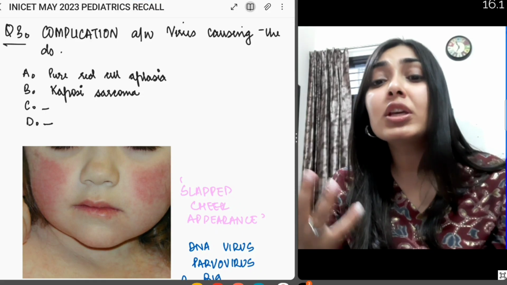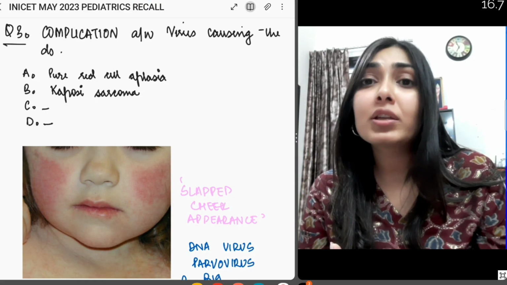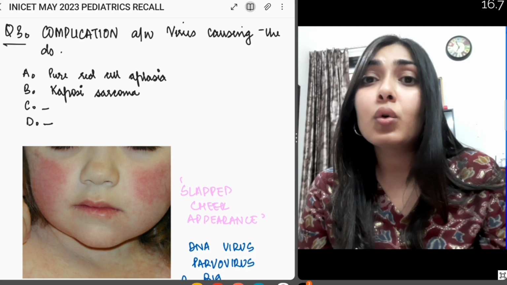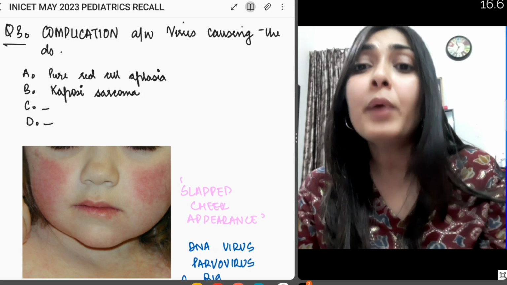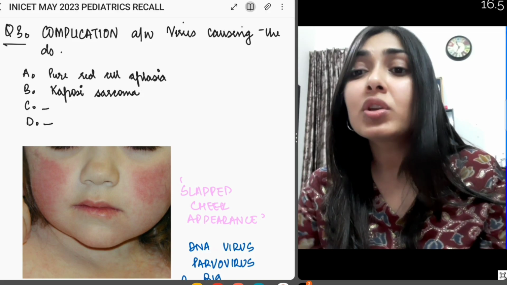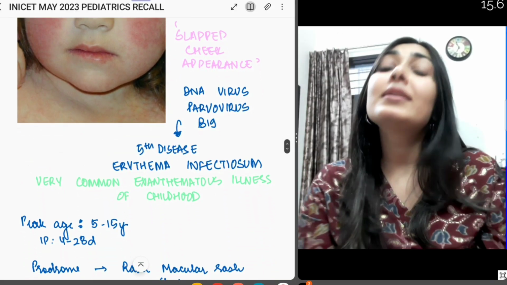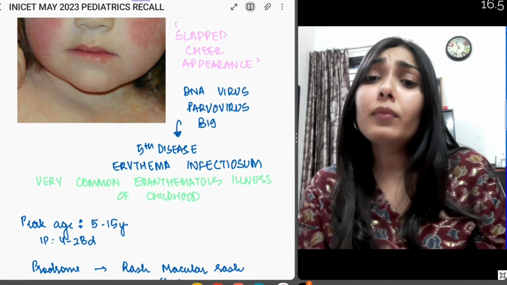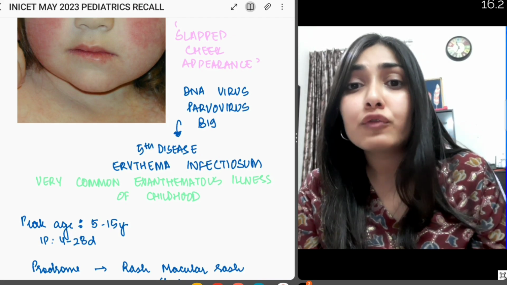Now coming on to the next question, they gave an image based question in which a child with rosy pink cheeks, a slapped cheek appearance, is seen, and they asked about the complication associated with this virus. One of the options was pure red cell aplasia, another was Kaposi sarcoma. We all know that this slapped cheek appearance is caused by a DNA virus, parvovirus B19, and this disease is fifth disease or erythema infectiosum, a very common exanthematous illness of childhood.